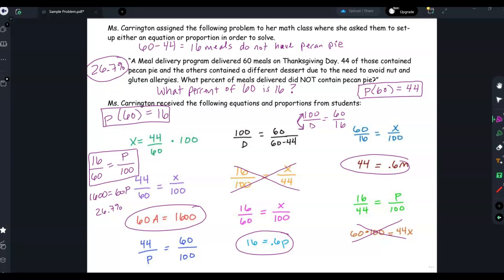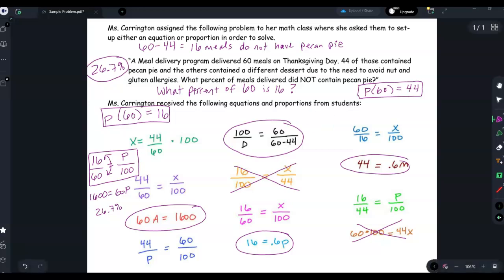And then as long as they've also flip-flopped these, right, and kept that consistent. So instead of 16 over 60, they should have 60 over 16. That absolutely works, right? And I would get the same thing when I cross multiply. I'd get 1600 equals 60D and solve that. So this one absolutely does work. All right, so then what other ones here?